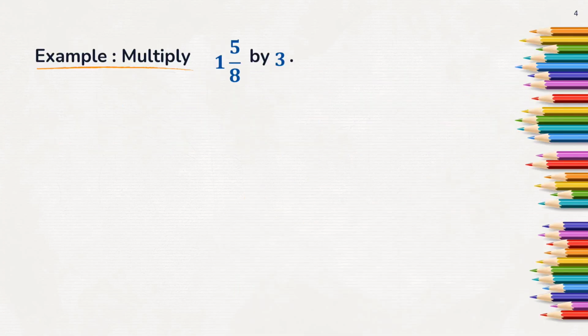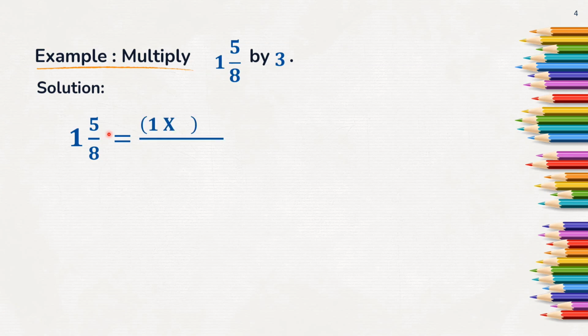1 5 by 8 into 3. So here we need to convert the mixed fraction into an improper fraction, that is 1 into 8 plus 5, right? Look at the solution here. 1 5 by 8 is equal to 1 into 8 plus 5 by 8. Here, whole number into denominator plus numerator. 8 1 times is 8, plus 5. So 8 plus 5 is 13, and the denominator remains the same.